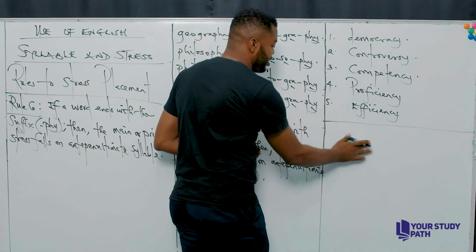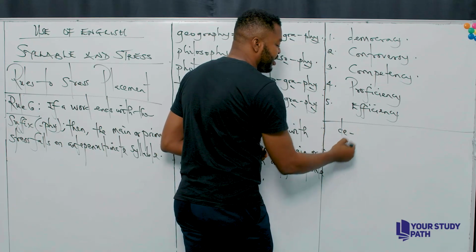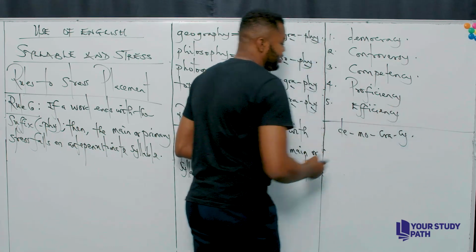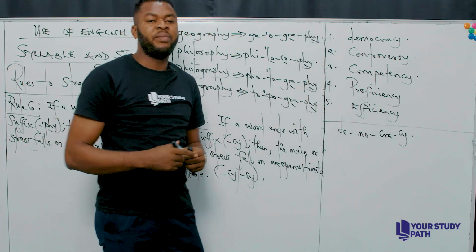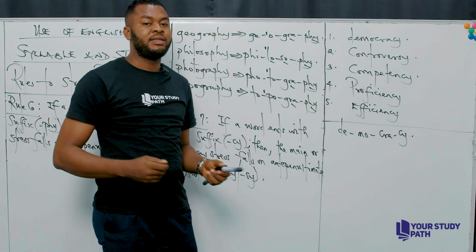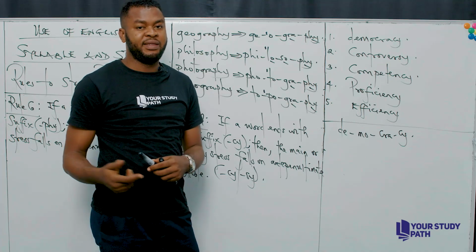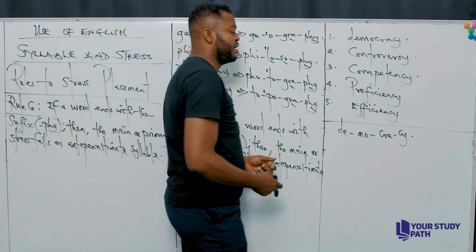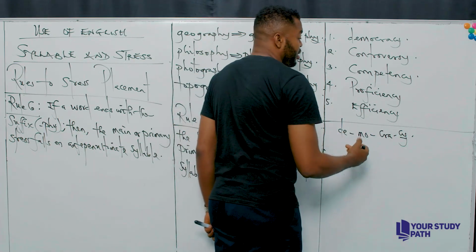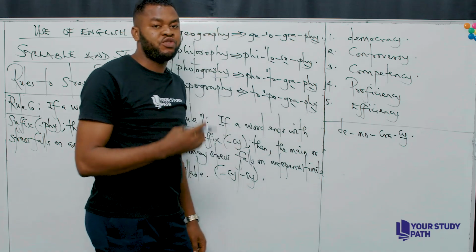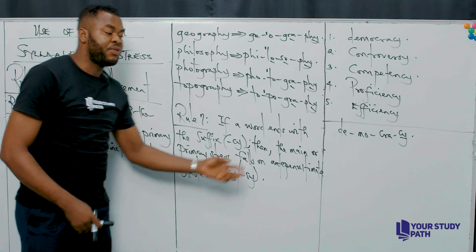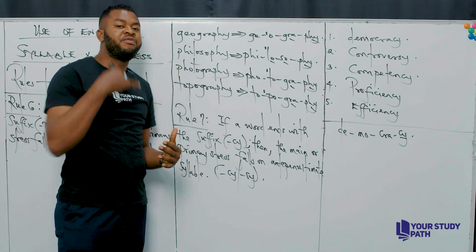You have democracy. Here you have DE-MO-CRA-CY. Now, this is the appropriate syllabic division. So, how many syllables do you have? You have 1, 2, 3, 4. That's 4 syllables. This is regarded as a polysyllabic word or a multisyllabic word. Now, what does the rule state? When the word ends with CY or SY, you should place the stress on the antepenultimate syllable. And what is that? That's the third to the last syllable when you start counting from the end.